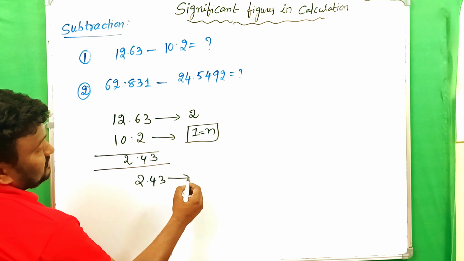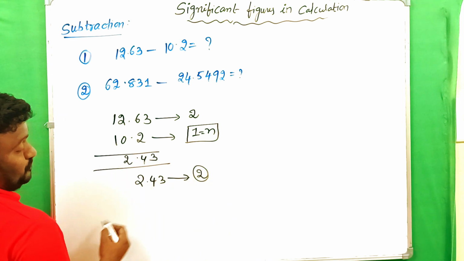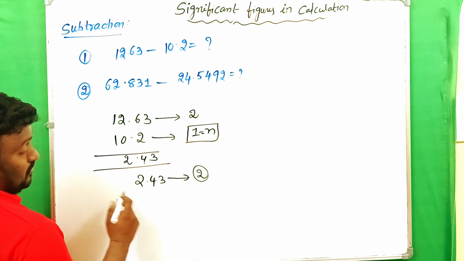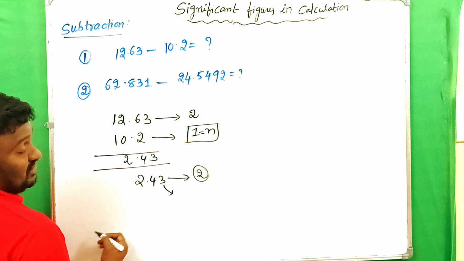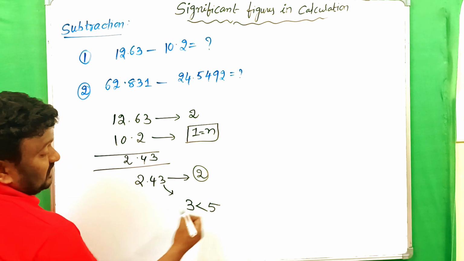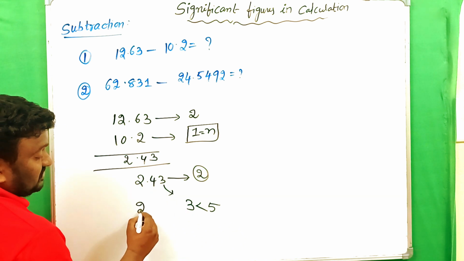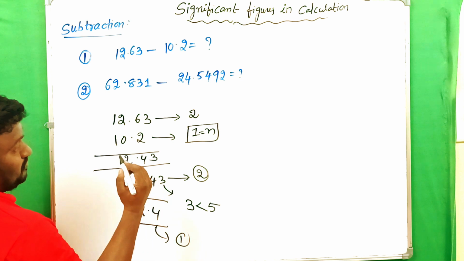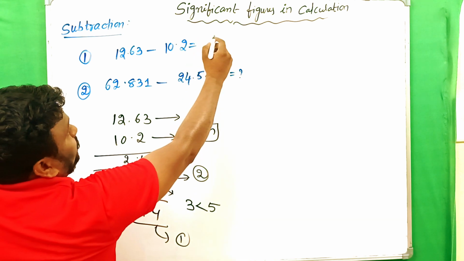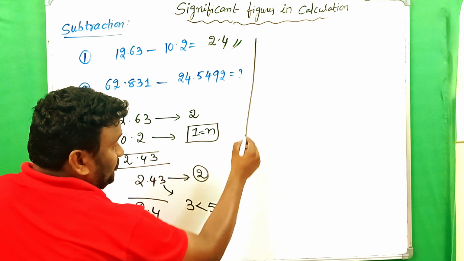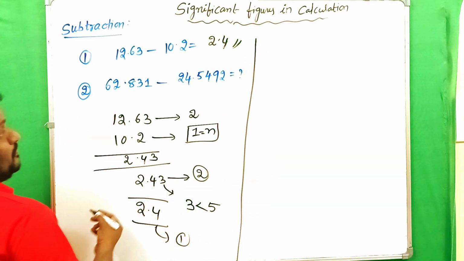And how many decimal places does it have? 2. Now it is rounded to only 1 decimal place. That's why 3 is going to be dropped, and 3 is less than 5. That's why we can simply leave it. So now the answer is what? 2.4. It has only 1 decimal place. That's why here what you have to write? 2.4.